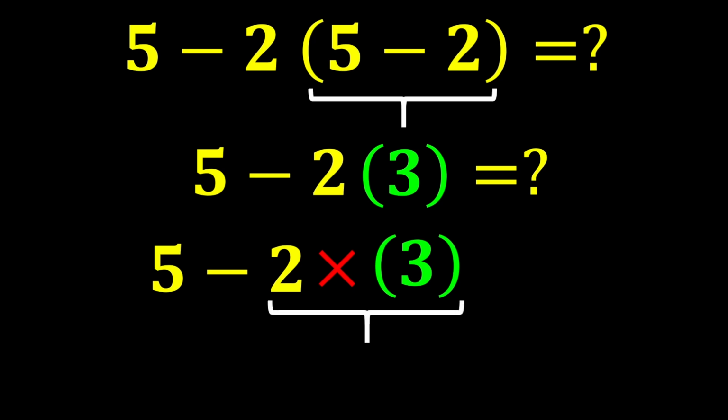2 multiplied by 3 gives us 6. In the end, 5 minus 6 gives us -1, which is our final answer.